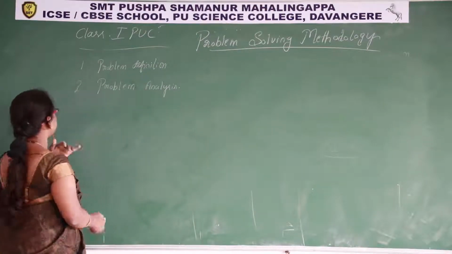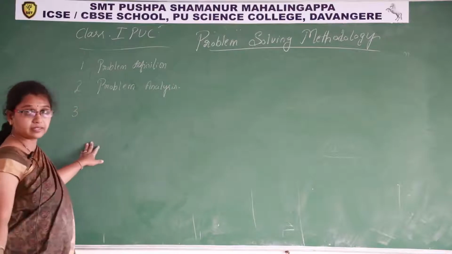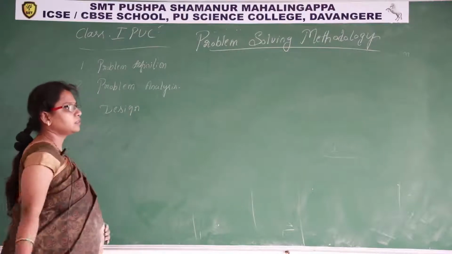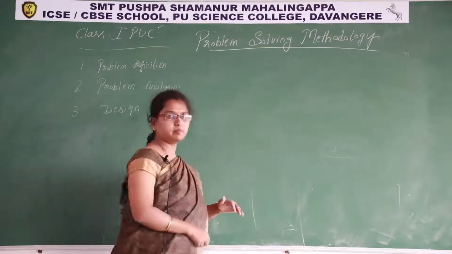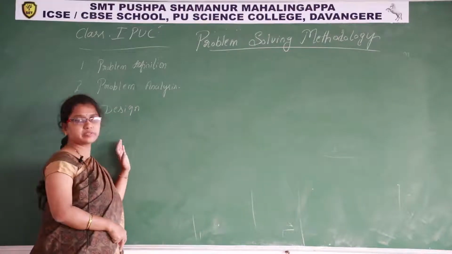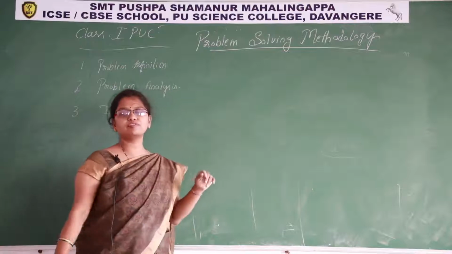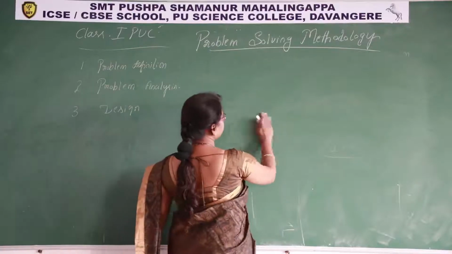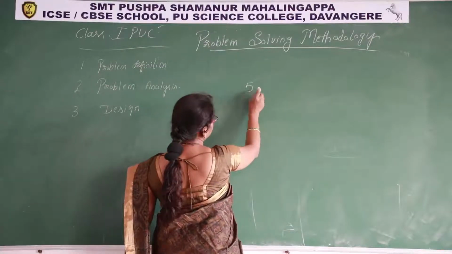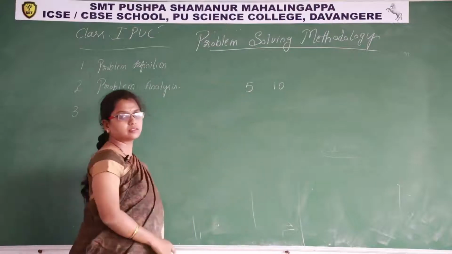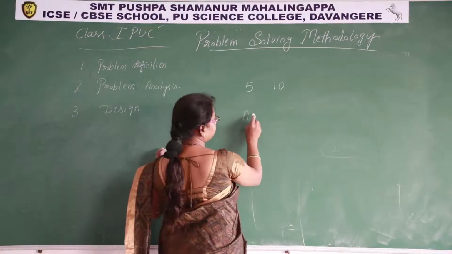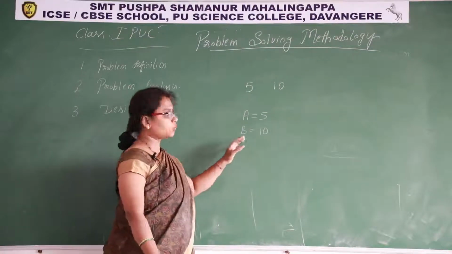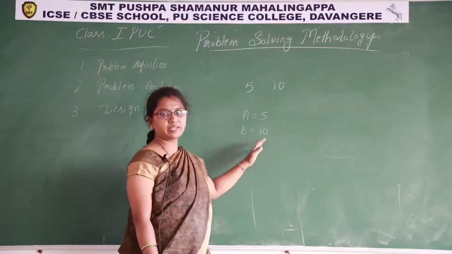Okay. Next, design. I'll take a simple example to understand these steps. Let us find the largest of two integers, two numbers or whole numbers. I'll take 5 and 10. I label 5 as A and 10 as B. So the value of A is 5, and the value of B is 10.